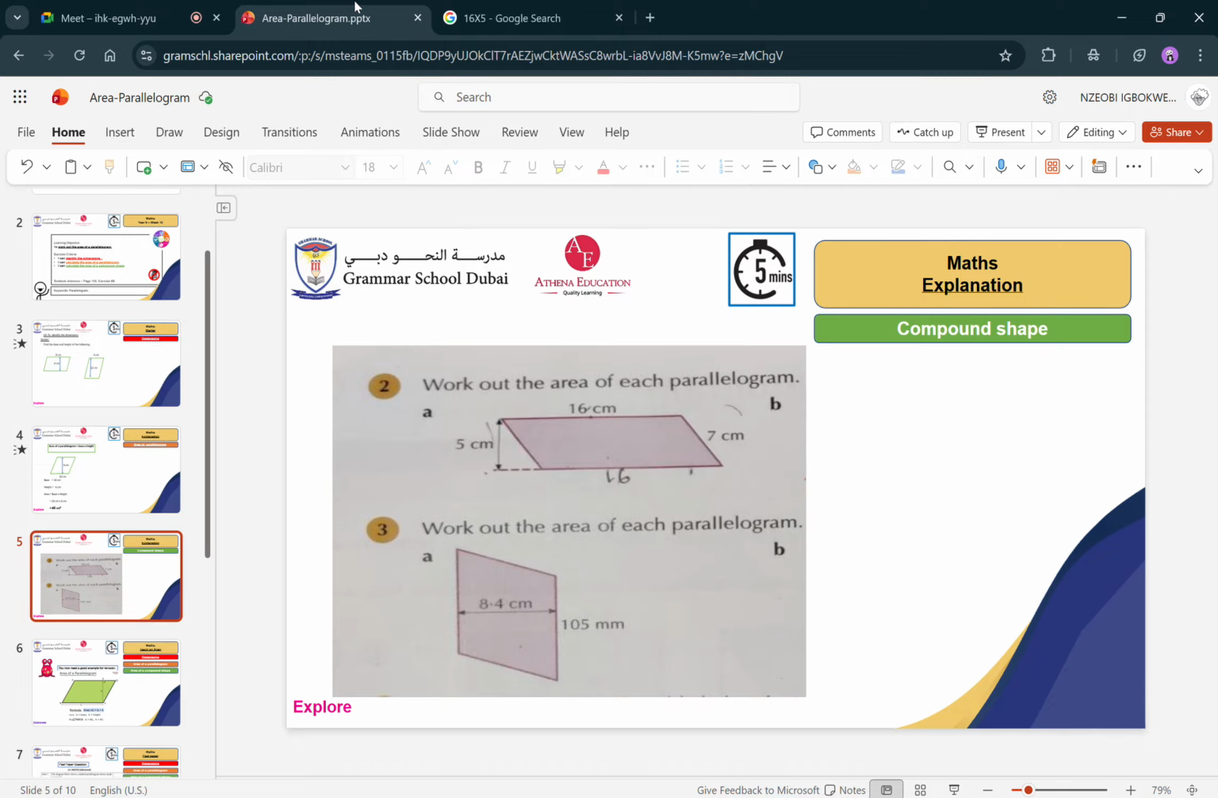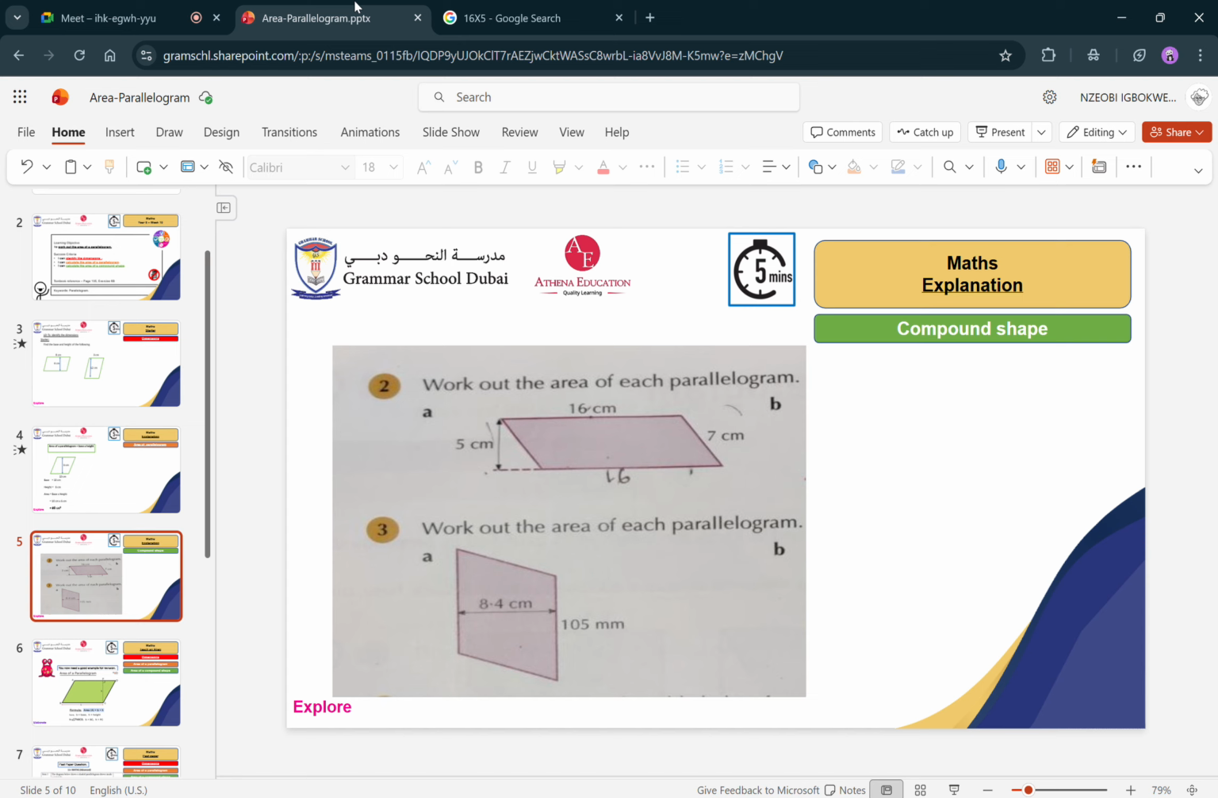So find the area for the next one. The other one, what's the area? Now, this is a parallelogram. I draw the parallelogram. Oh my goodness, I'm drawing it wrong. Okay. This is a parallelogram, a real parallelogram.